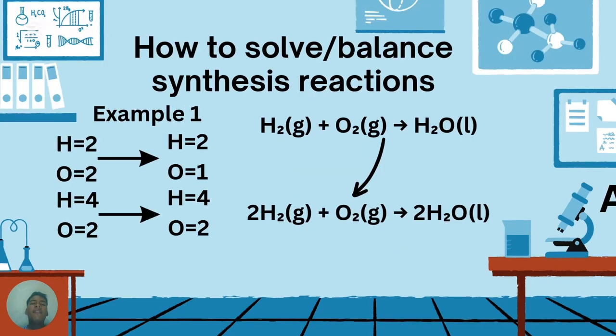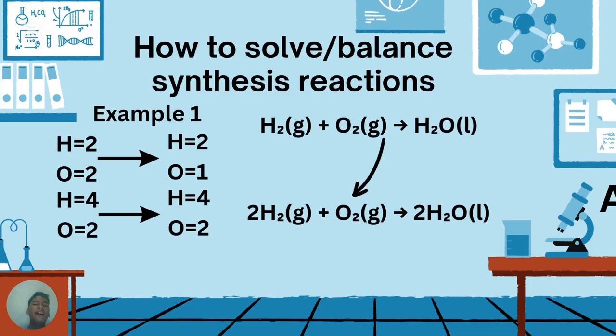And then we need to know how to actually balance these, because we have hydrogen gas and oxygen gas coming together to form liquid water. But how do we get to that point? Because we need to make sure that the same number of oxygen on the left side is the same number of oxygen on the right side, and same for the hydrogen.